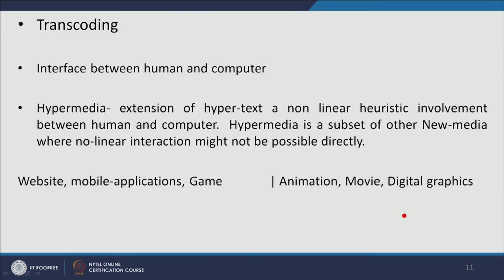Another term we have to discuss here is hypermedia. It's an extension of hypertext, where a nonlinear heuristic interaction happens between user and computer. So with hypertext, people can select a particular link and choose the particular path, which we were discussing in the beginning of the lecture. So a process of co-evolution, co-creation and co-design is there, which unfolded because of the new media paradigm.